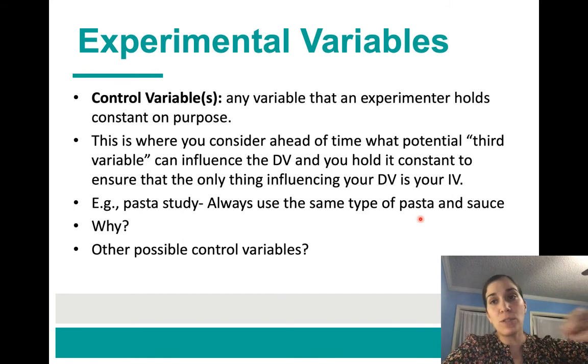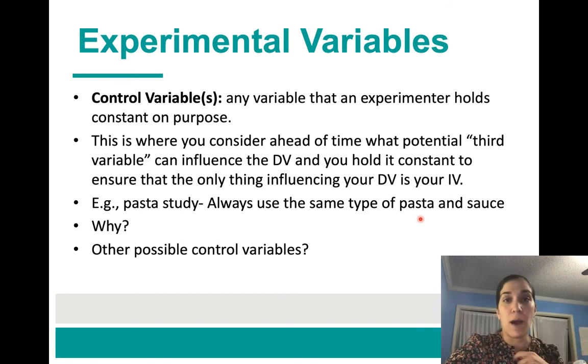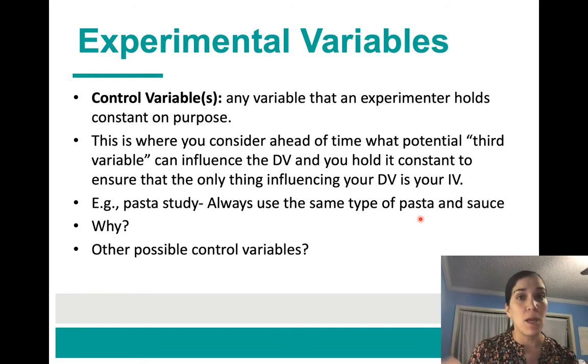that you vary bowl size and you're measuring your pasta eaten as your dependent variable, you also want to make sure that you're using the same pasta, you're using the same sauce, you're presenting the food at the same time, or whatever else you can think of that might be impacting your study. And these become your control variables. These are the variables that you make sure are the same between your two groups, between your levels of your independent variables.